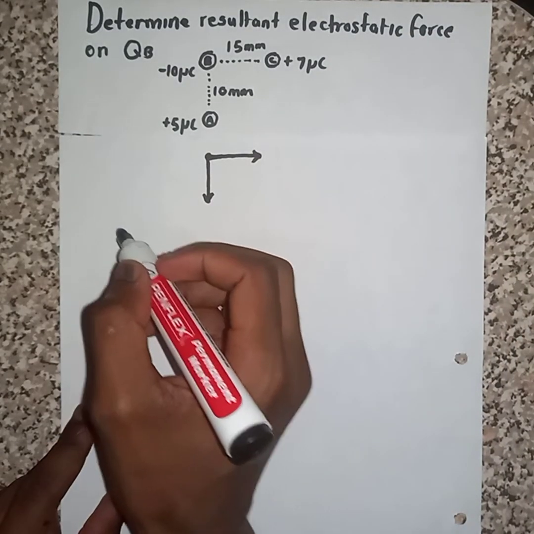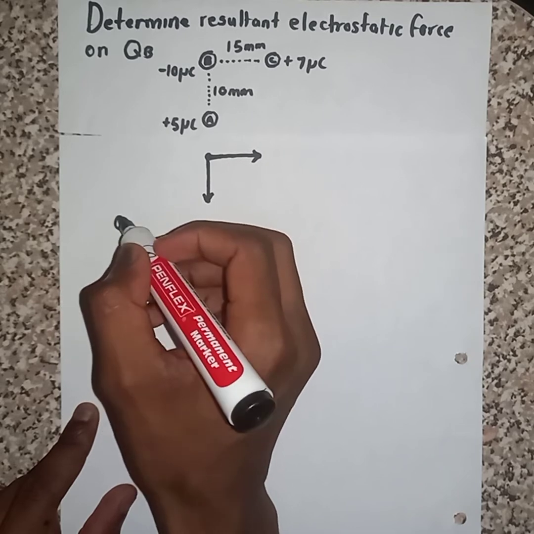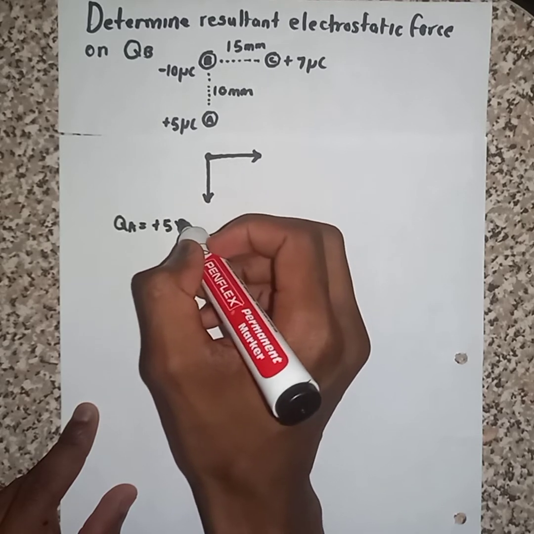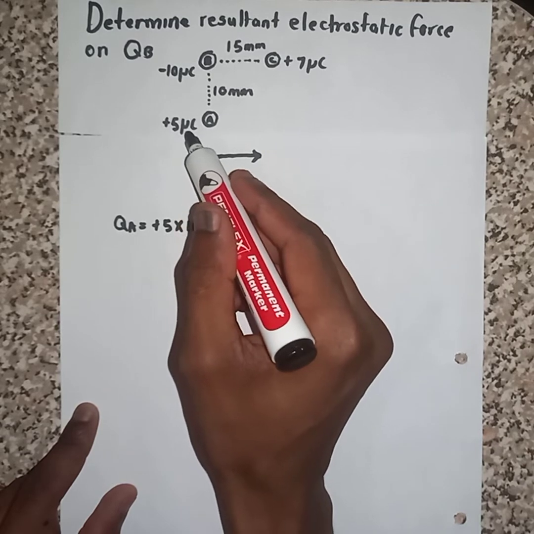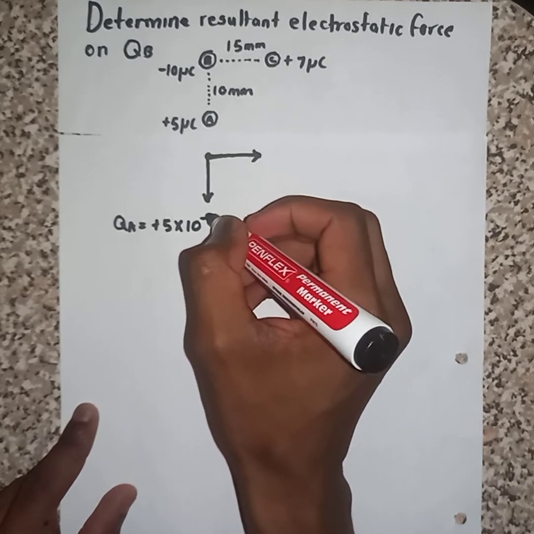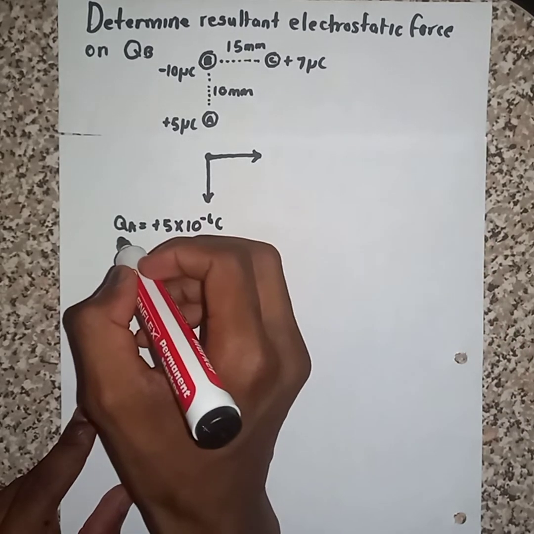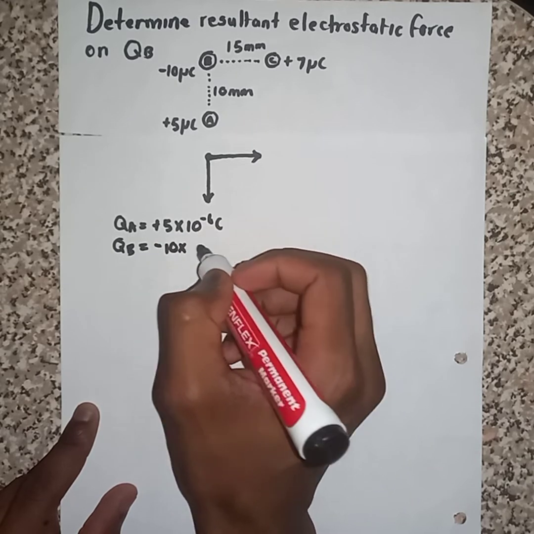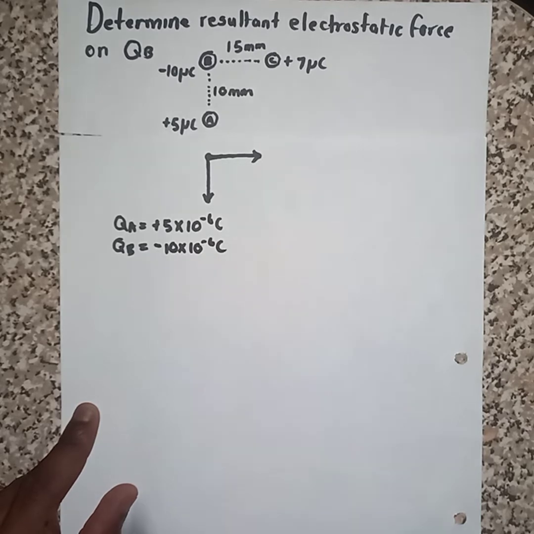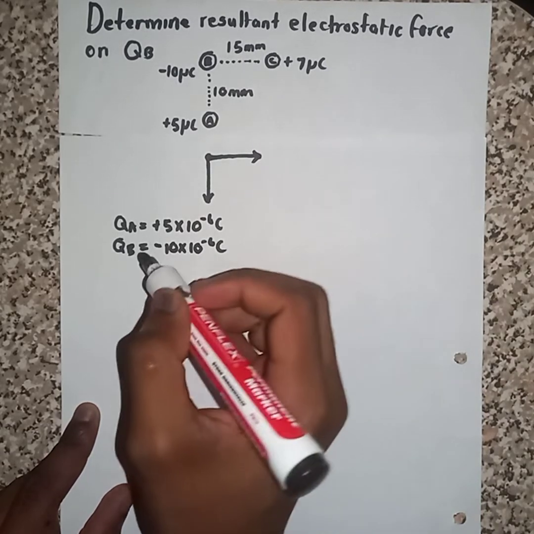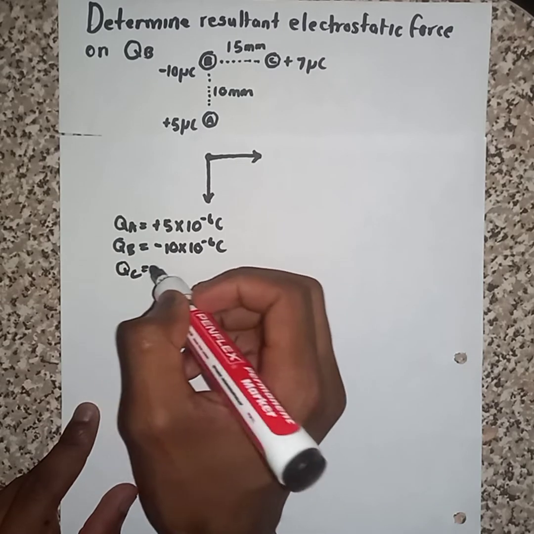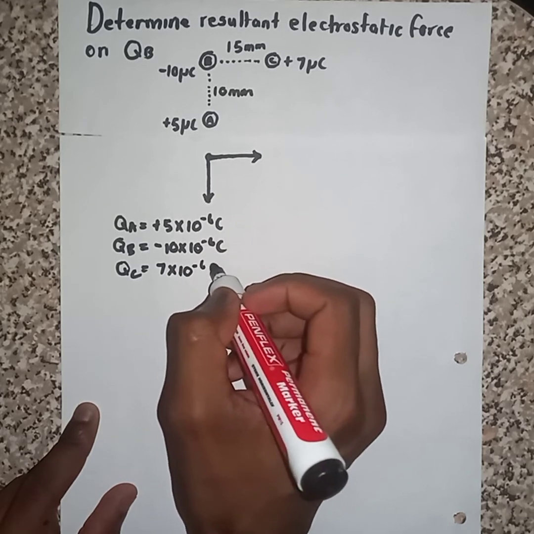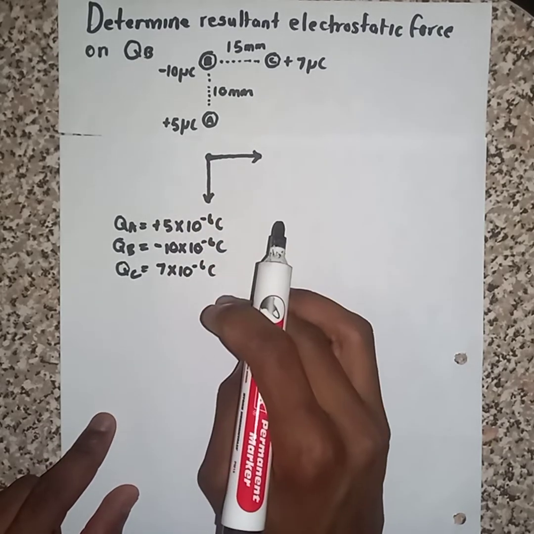Firstly, we are going to start with our charges, which is QA: plus 5 times 10. This time around we have microcoulomb. Microcoulomb is 10 to the power of minus 6 coulomb. Then we take B, which is negative 10 times 10 to the power of minus 6 coulomb. Then our C is going to be 7 times 10 to the power of minus 6 coulomb. And now we have managed to convert our charges.